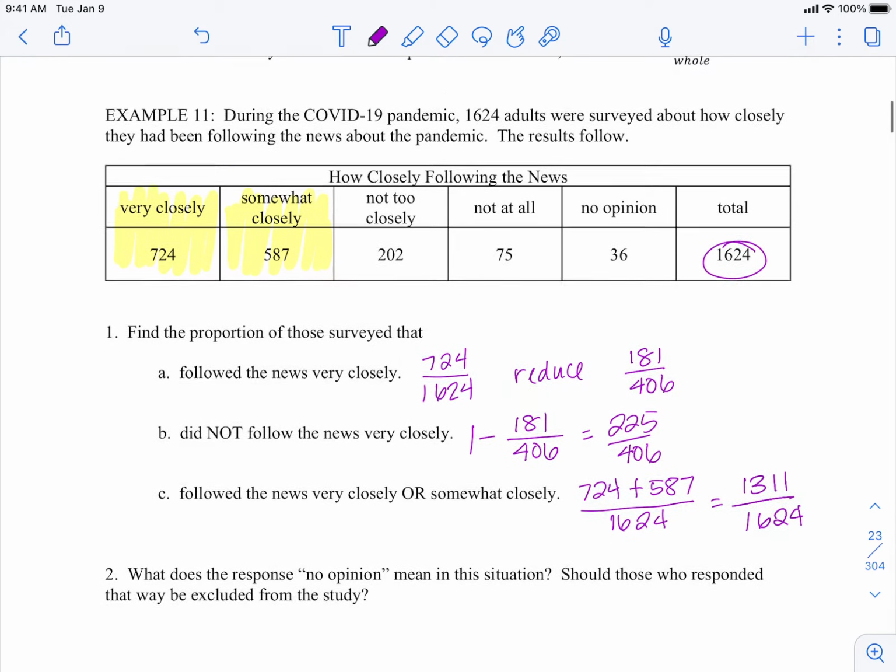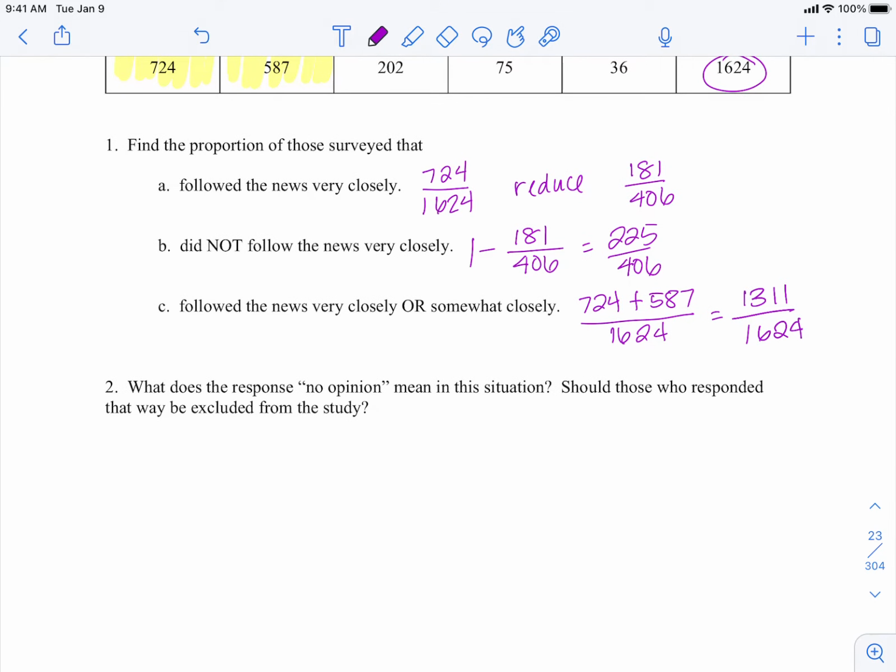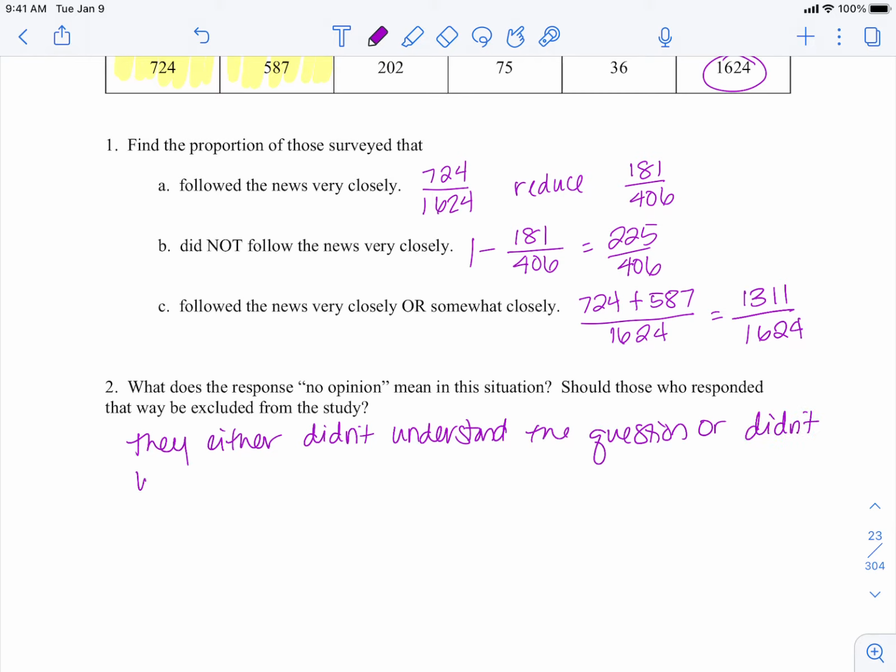Okay, what does the response no opinion mean in this situation? Should those who responded that way be excluded from the study? So in this case, we could say they either didn't understand the question or didn't want to tell us their answer. So either way, we should exclude them.